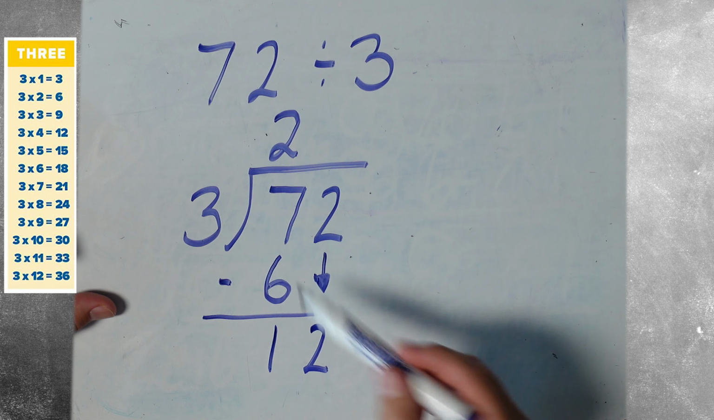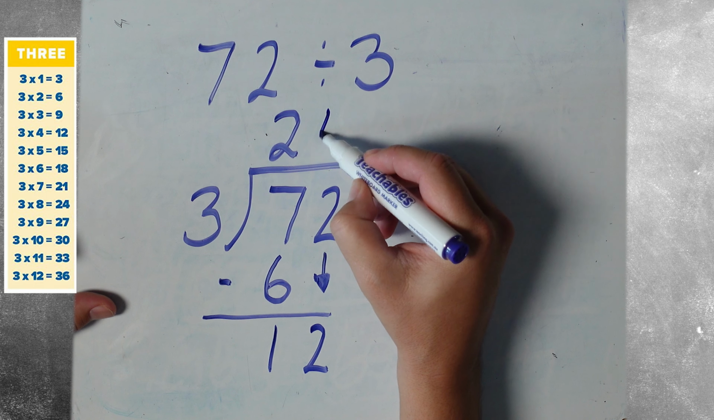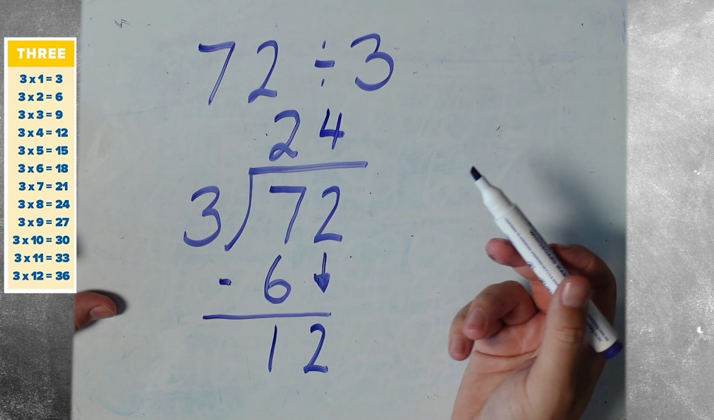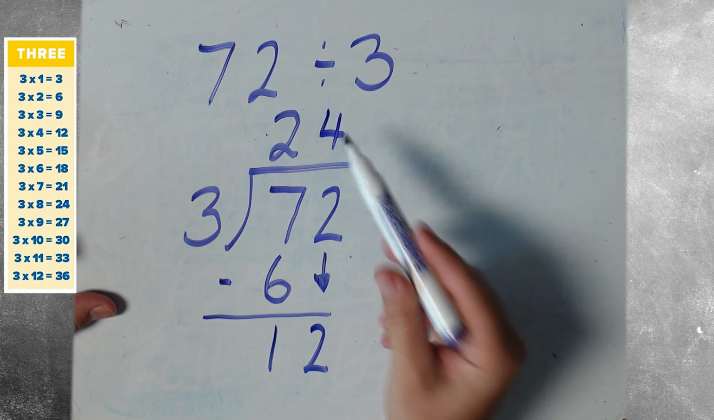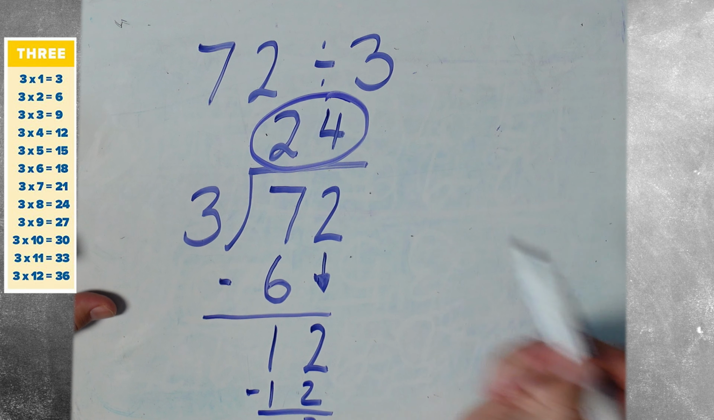How many 3's go into 12? 3 times 4 is 12. And we're going to check there's no remainders. 3 times 4 is 12. No remainders. So that is our answer.